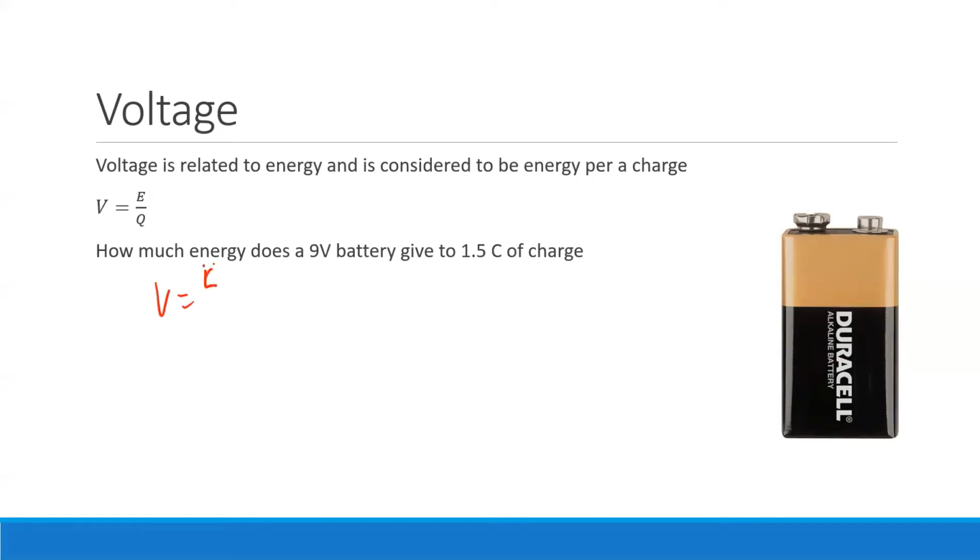Voltage equals energy per charge, which means that if I've got voltage times the amount of charge, I can work out the amount of energy. If I have 9 volts, and I multiply that by 1.5 coulombs of charge, then 9 times 1.5 is 13.5 joules of energy. So remember, of course, we measure energy in joules.